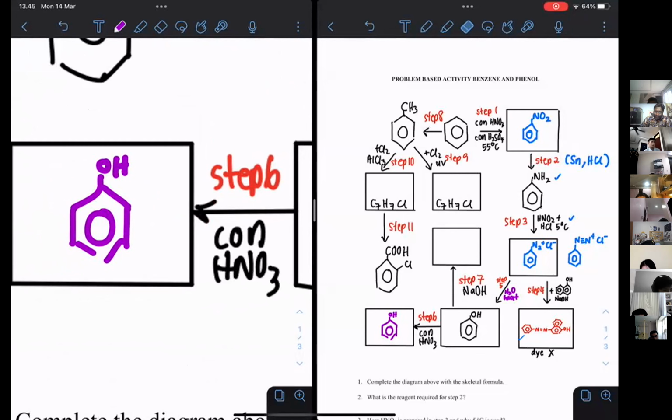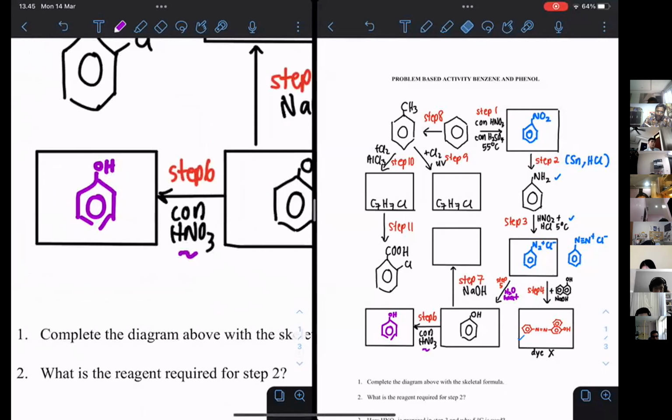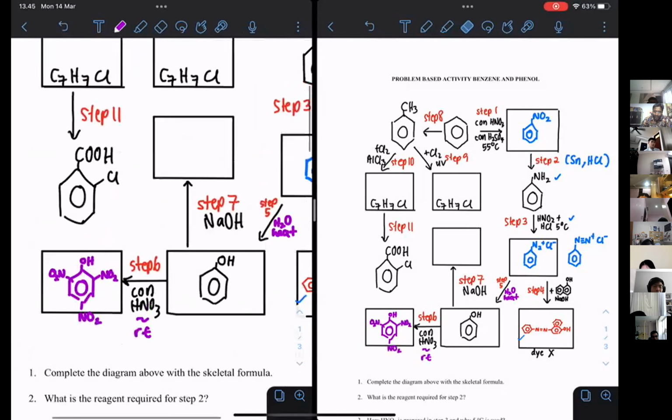For HNO3, normally under dilute HNO3 and room temperature, the reaction can happen. But if you use concentrated HNO3, then this NO2 will go to all the positions, which are positions 2, 4, 6. We will take this as a skeletal formula also. So they are going to enter these positions 2, 4, 6, and this is going to happen at room temperature. No need for 55 degrees Celsius.